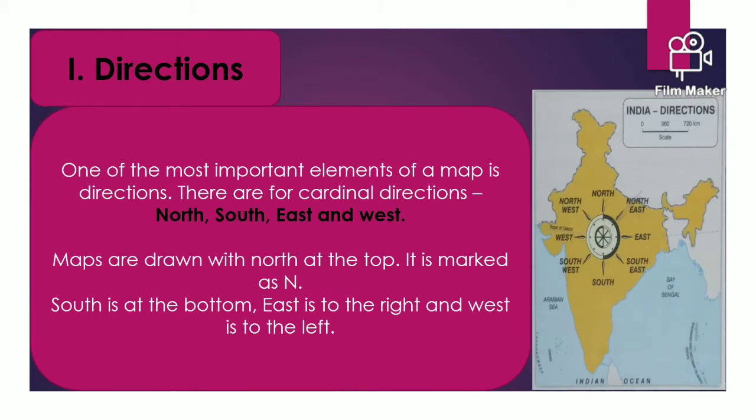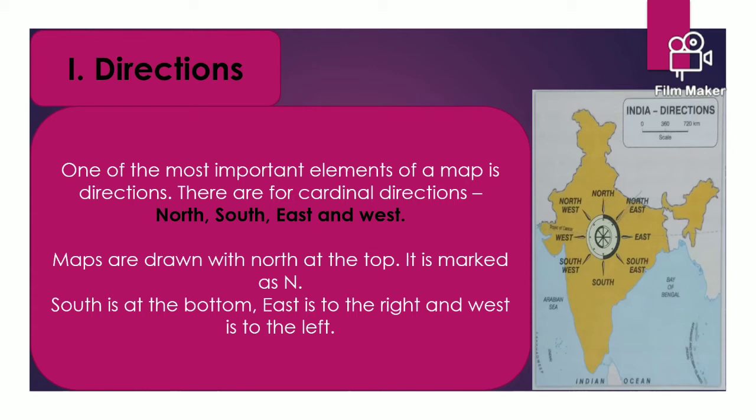Directions. One of the most important elements of a map is direction. Children, there are four main or cardinal directions: north, south, east, and west. Usually maps are drawn with north at the top. Most maps indicate north with an arrow marked N. And if you know where north lies, it is easy to find south, east, and west. So, if north is at the top, then south is at the bottom, east is to the right, and west is to the left.